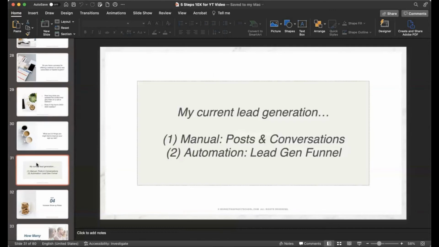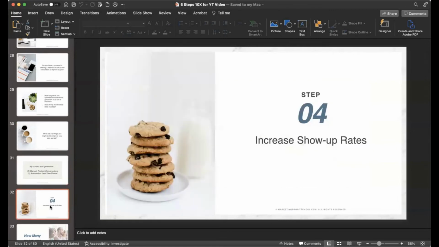that sign-up rate. So current lead generation: is it manual posts and conversations, or is it an automated lead generation funnel? Think about what your current is and how you could test with those things. Then you want to increase the show up rate to either your webinar or your call. How many people show up is how many people you can actually make an offer to. And that's the new starting number for how many sales you can convert.